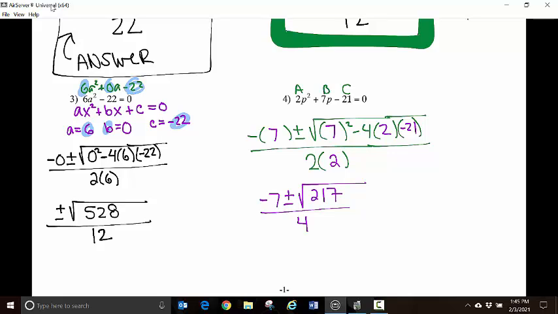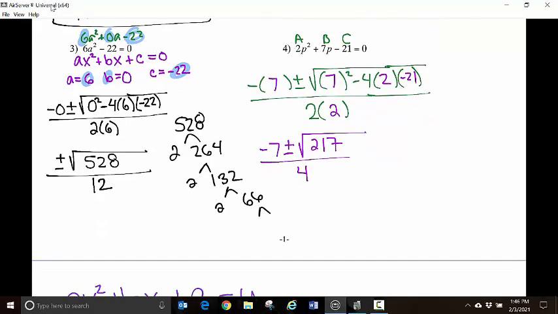Okay, so here we go. 528 divided by 2 is 264. Then 132. But I'm wondering if any of these were perfect squares. Nope. Okay, and then we've got 2 and 66. 66 is 6 and 11. And 6 is 2 and 3. We are simplifying radical numbers.